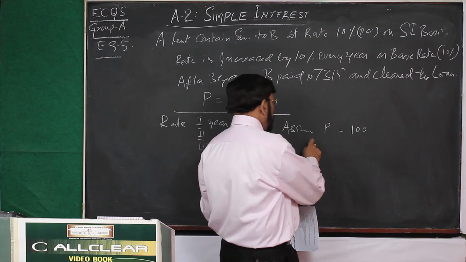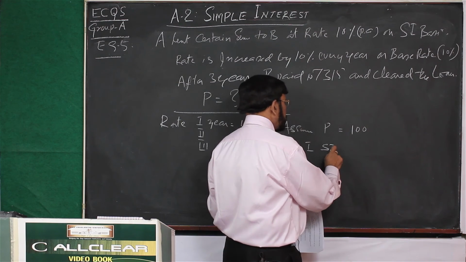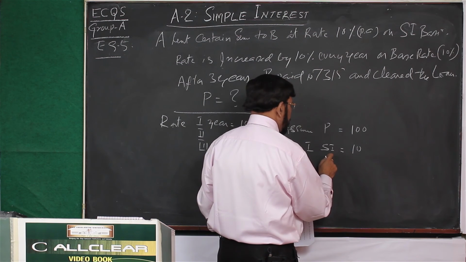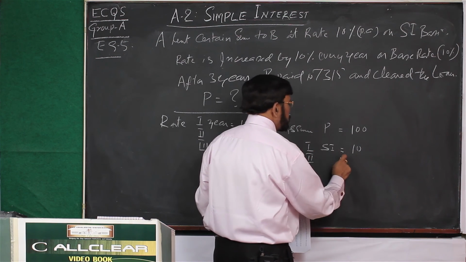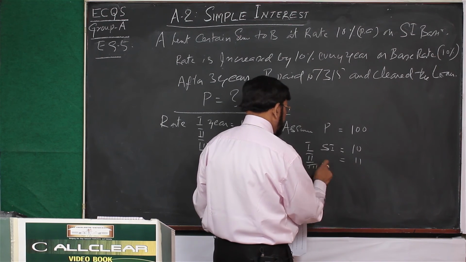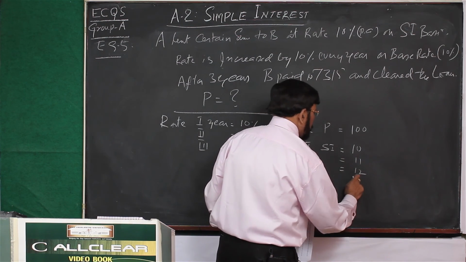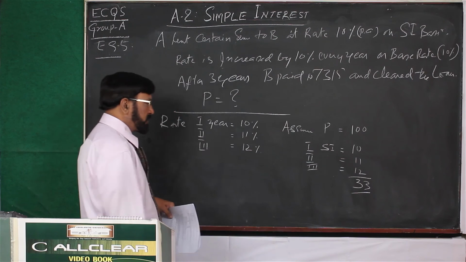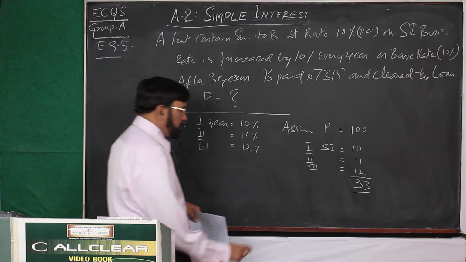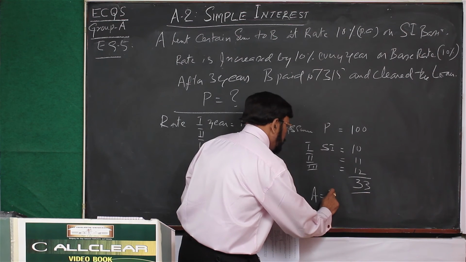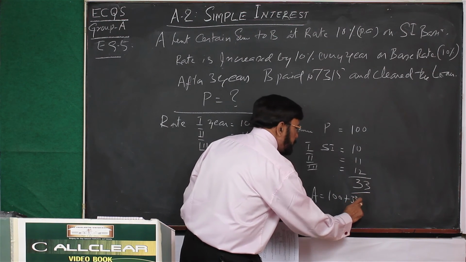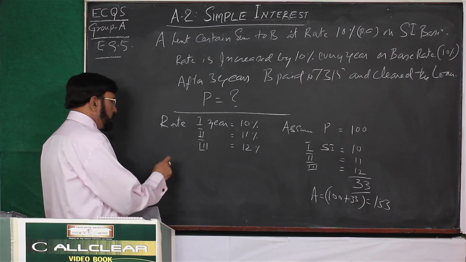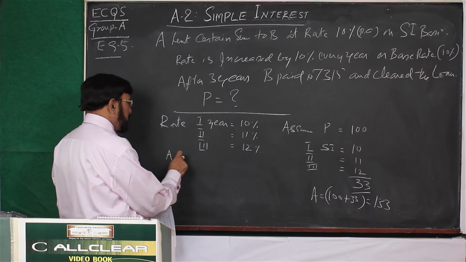So, now first year simple interest comes 10% of that, 10 rupees. Second year simple interest comes 11 rupees. Third year simple interest comes 12 rupees. So, total interest in 3 years is 33 rupees. So, amount is equal to 100 plus 33, that is 133. So, 100 amount is 133.